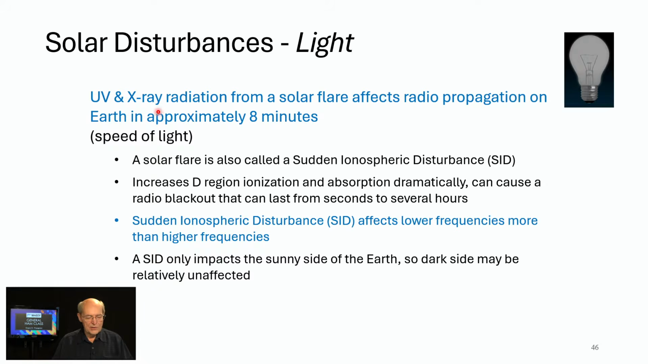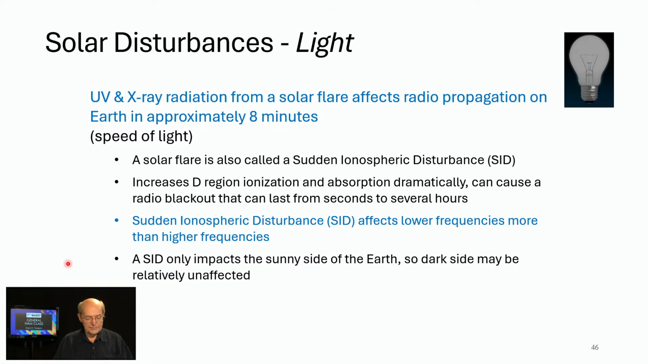So X-ray and UV radiation come at us at the speed of light, 8 minutes from the sun to the Earth. Some terminology: a solar flare is also called a sudden ionospheric disturbance, or SID, not to be confused with sudden infant death syndrome. That's something different. Increased D region ionization and absorption increases with solar disturbances, much more ionization in the D region, causing it to absorb signals, radio blackout. And then another blue text here: sudden ionospheric disturbance affects lower frequencies more than higher frequencies.